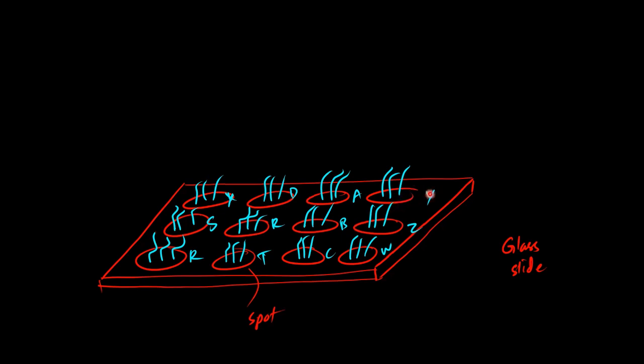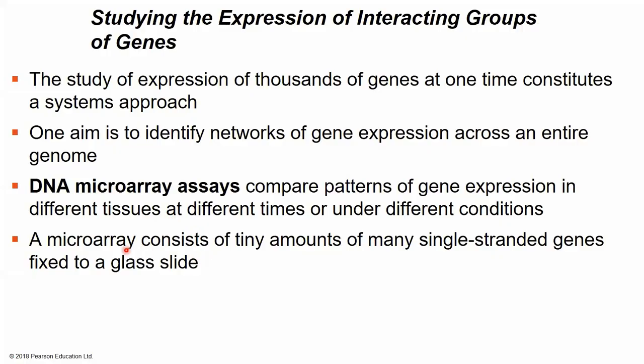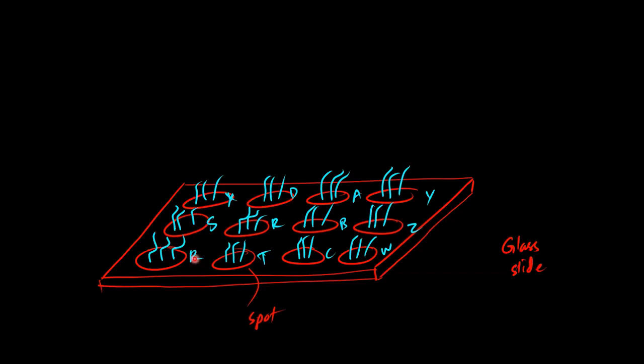So here we have genes called Y, Z, W. Each spot corresponds to each gene, and the DNA in each spot consists of a unique sequence for each gene. So the microarray consists of tiny amounts of many single-stranded genes fixed to a glass slide. Okay, so the DNA that you see here corresponds to single-stranded DNA, identical single-stranded DNA molecules corresponding to each gene.